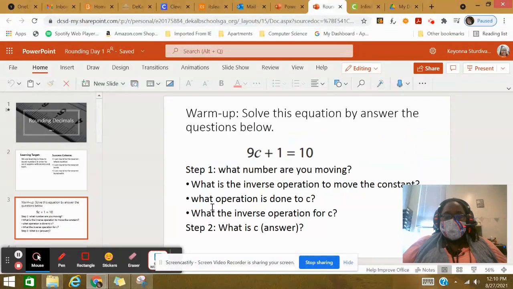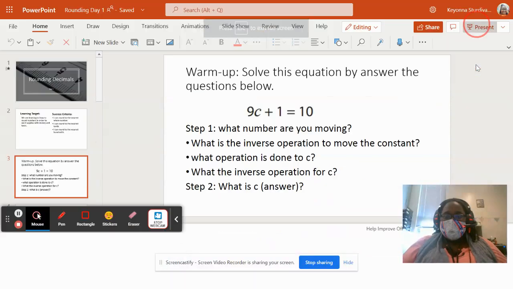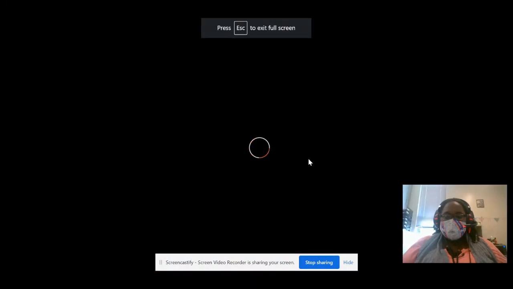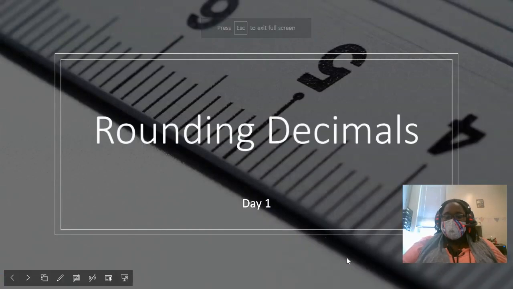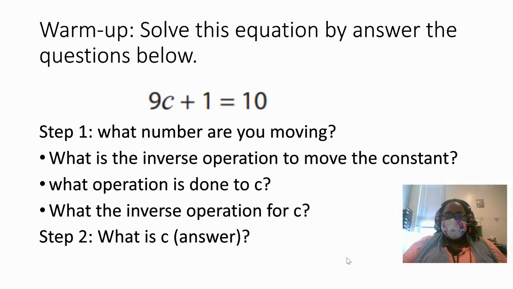Here is the warm up for today. Let me blow this up. It says solve this equation by answering the question. So the equation you guys have is 9c plus 1 is equal to 10. And again, you will complete the warm up on your warm up sheet.